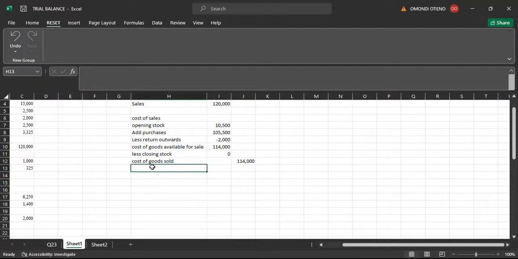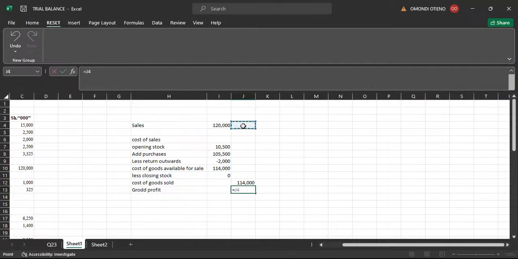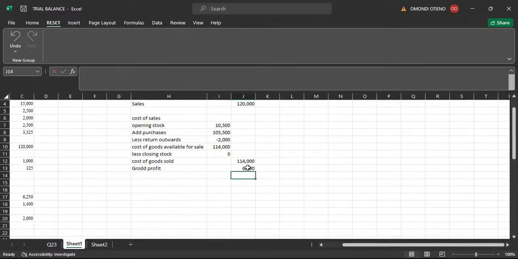From there, when I get the difference, I'll get what we call gross profit. So gross profit is equal to sales minus cost of goods sold. Sales minus cost of goods sold is giving me gross profit.